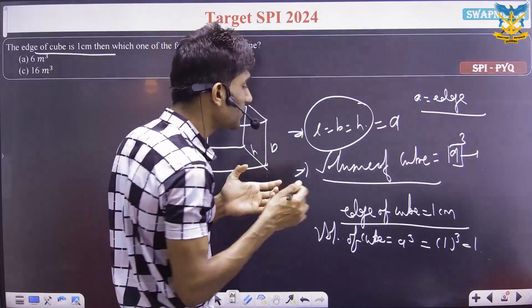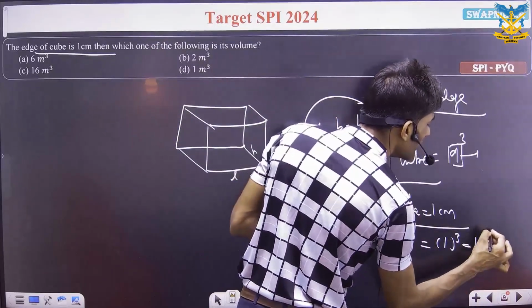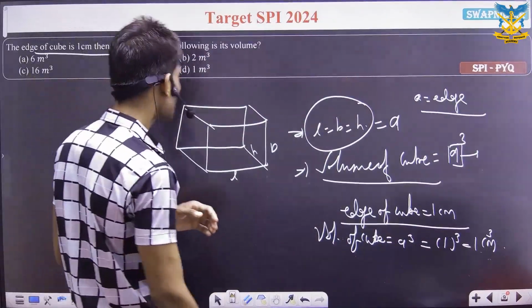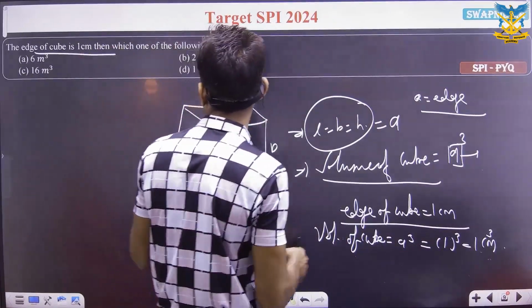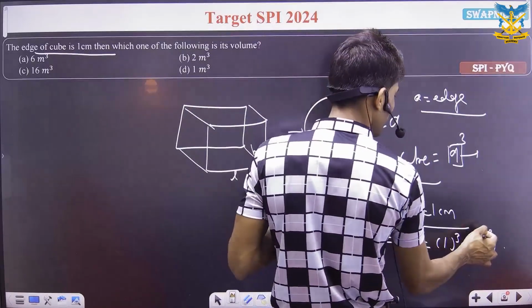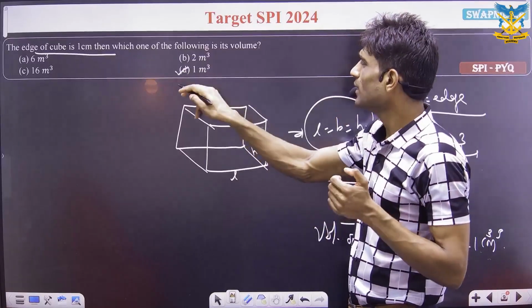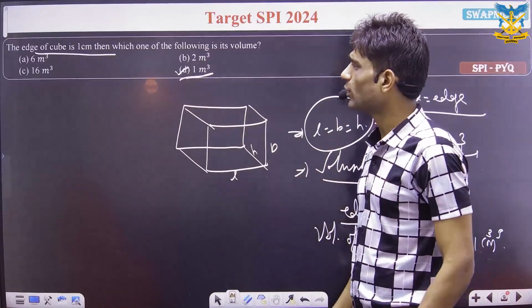That means we write 1 centimeter cube. And if it is already given in meters, then we write 1 meter cube here. So which one is the correct option? 1 meter cube is the correct option in this answer.